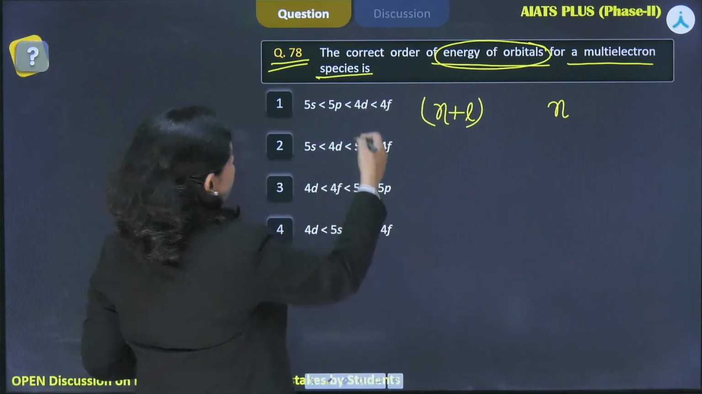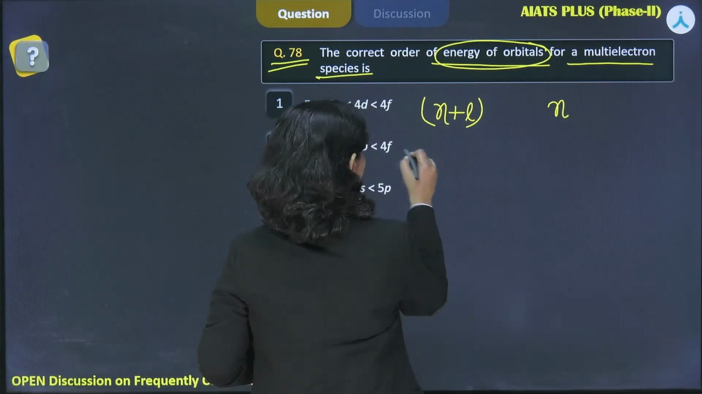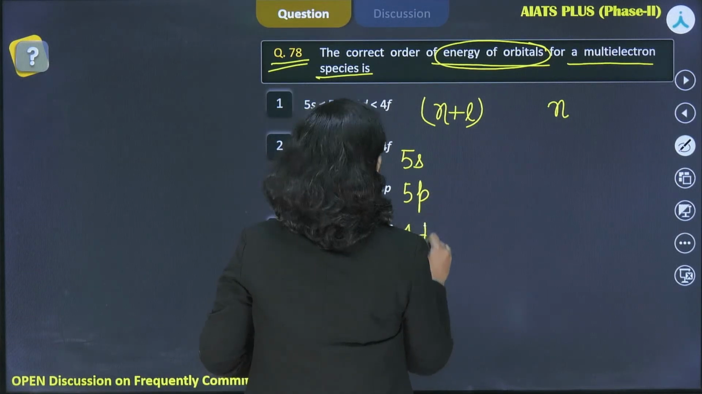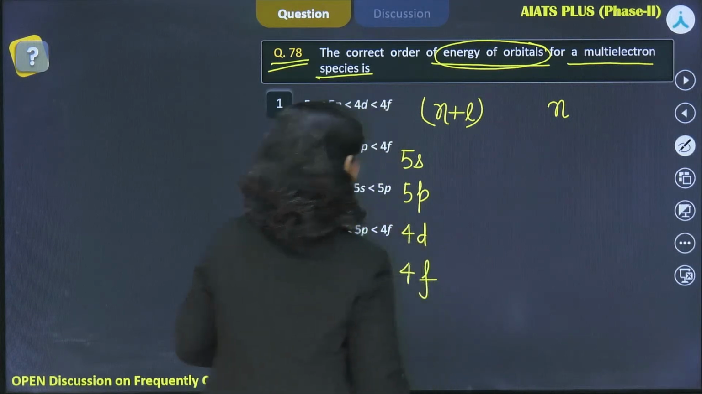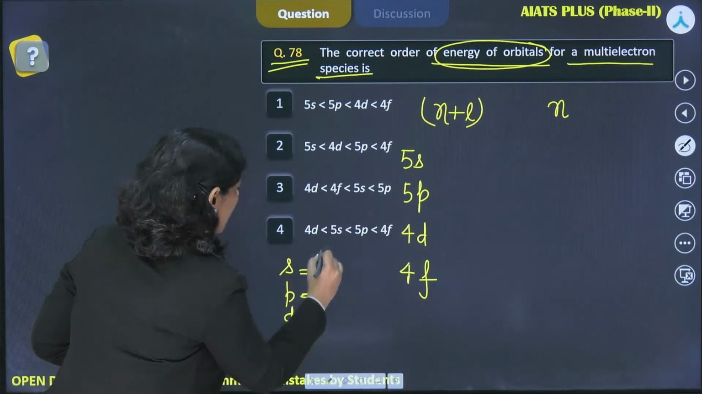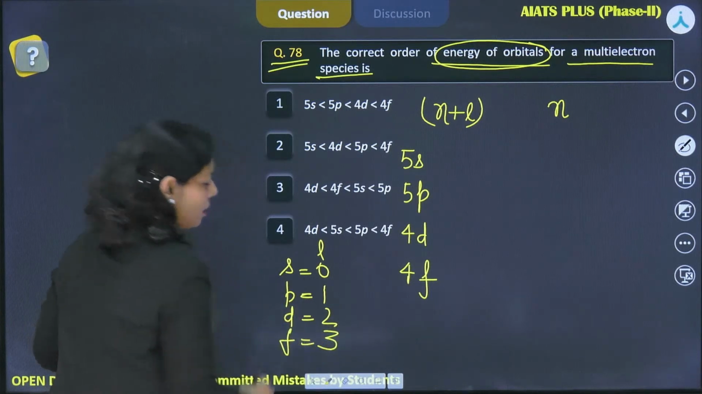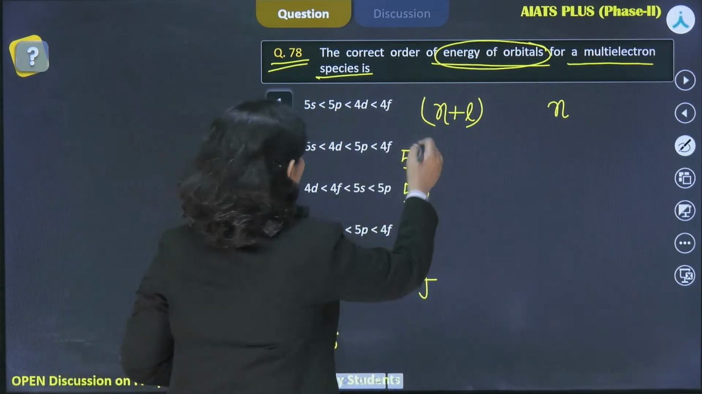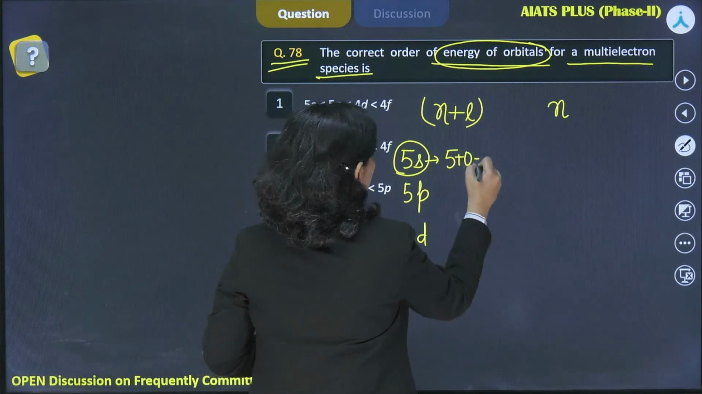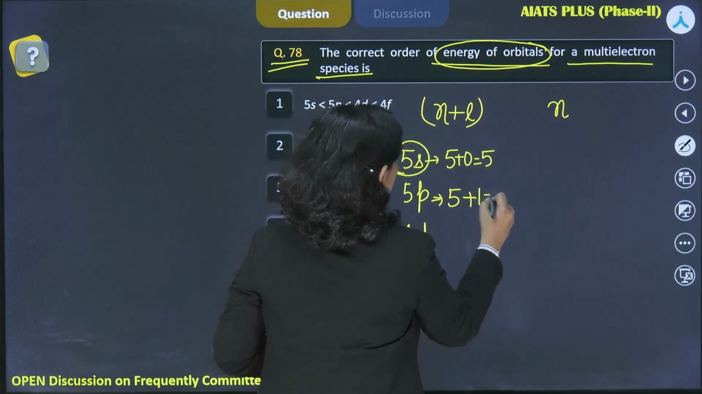The orbitals which I am looking at here: 5s, then 5p, then 4d, then 4f, right? And for s, p, d, f, I hope everybody is aware, the L value is 0 for s, for p it is 1, for d it is 2, for f it is 3. Right everyone? Just find out the n plus L value for all of these. For 5s, the n plus L value is 5 plus 0, 5. For 5p, 5 plus 1, 6.